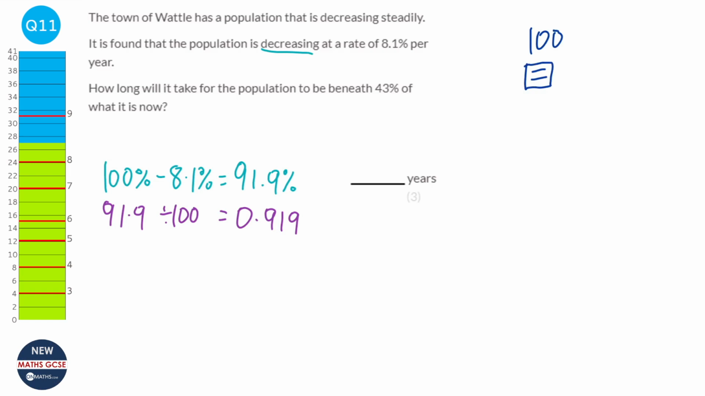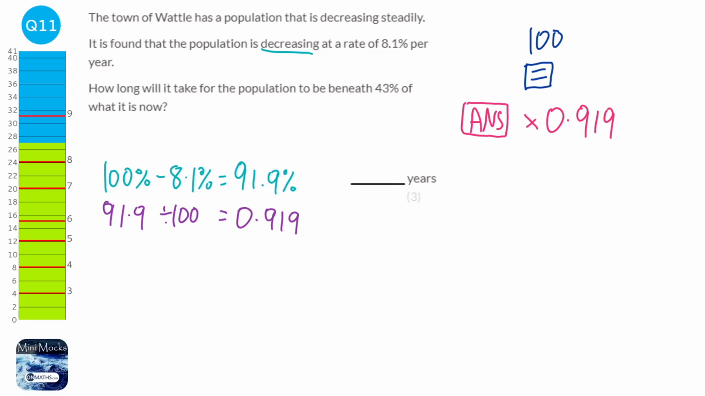And it's this next line that's the crucial bit. We're going to type in answer, which at the moment is that 100, times 0.919. And what that does is it says whatever the current answer is, we're going to decrease it by 8.1%. We're going to times it by that multiplier. And so every time we press the equals button, it's just going to keep decreasing it by 8.1%. And we're going to count the amount of times we've got to press the equals button, because every time we press the equals button, it counts as a year.